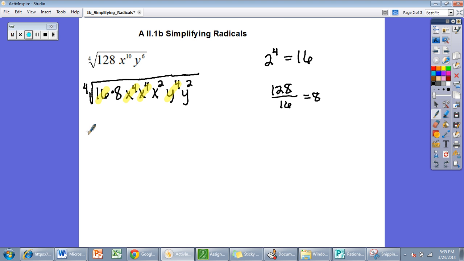So the 4th root of 16 is 2. I have 2 x's, and I have 1 y. And what I have left on the inside is 8x squared y squared.